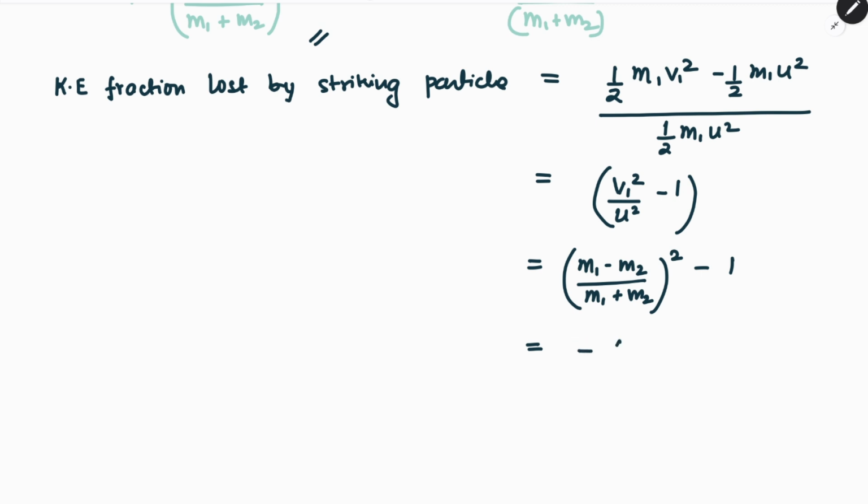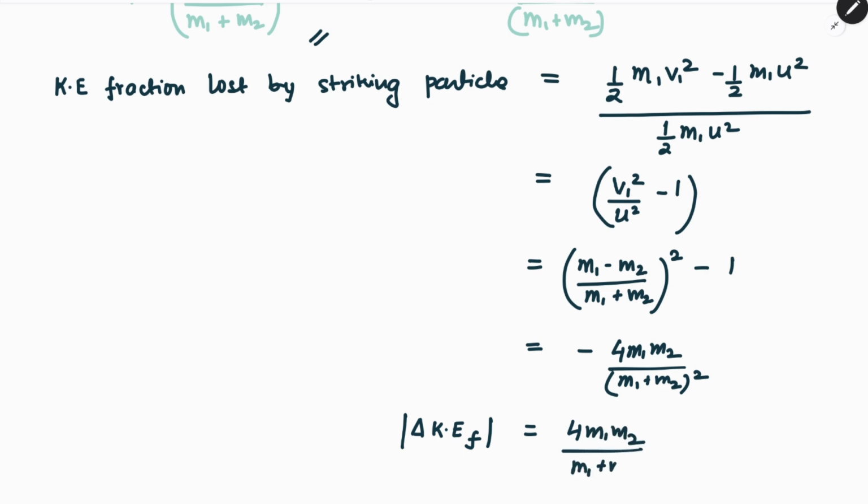So here we obtain minus 4 times m1 m2 upon m1 plus m2 squared. Now since we are only evaluating the magnitude part, if we calculate the magnitude of the kinetic energy fraction, we can write the answer as 4 m1 m2 upon m1 plus m2 squared. So this is the final answer for the problem 1.168.